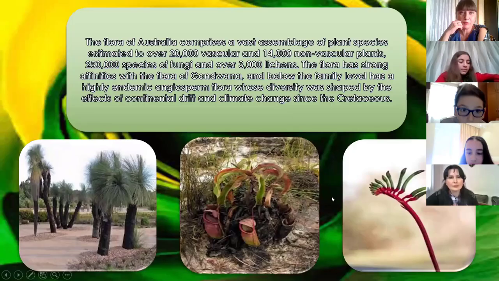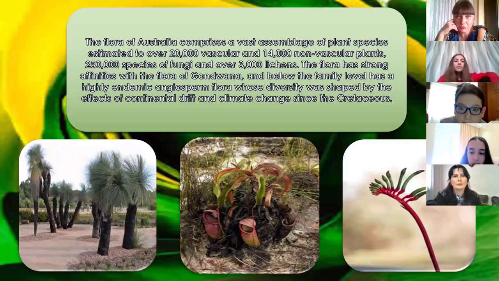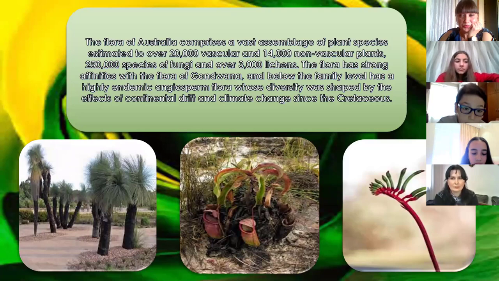The flora of Australia comprises a vast assemblage of plant species, attributable to over 20,000 vascular and 40,000 non-vascular plants, 250,000 species of fungi, and over 3,000 lichens. The flora has strong affinities with the flora of Gondwana, and below the family level has a highly endemic vascular flora whose diversity was shaped by the effects of continental drift and climate change.